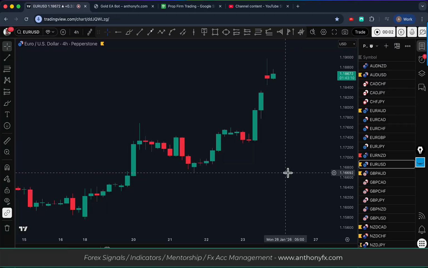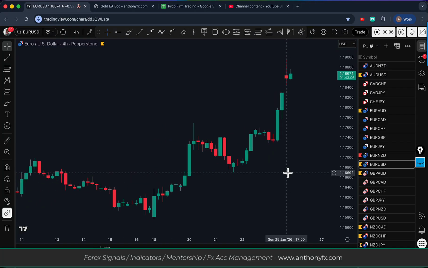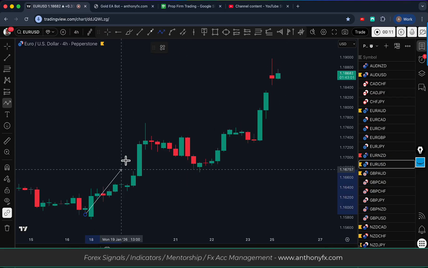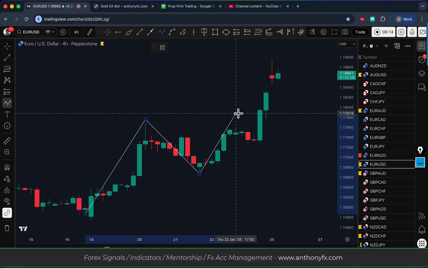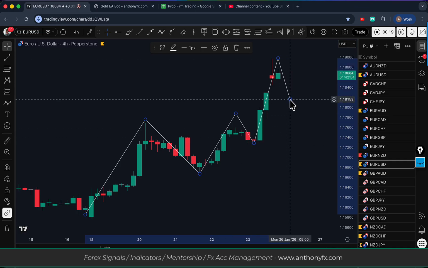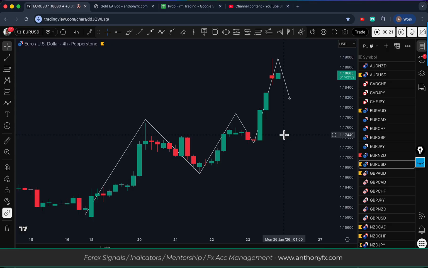Okay, traders, looking at the euro dollar. All right, so we've got this really nice bullish price action on the 4-hour time frame. Swing low, swing high, pull back. Swing low, swing high, retrace. Swing low, swing high. What we don't have yet is a pullback that I'm expecting.